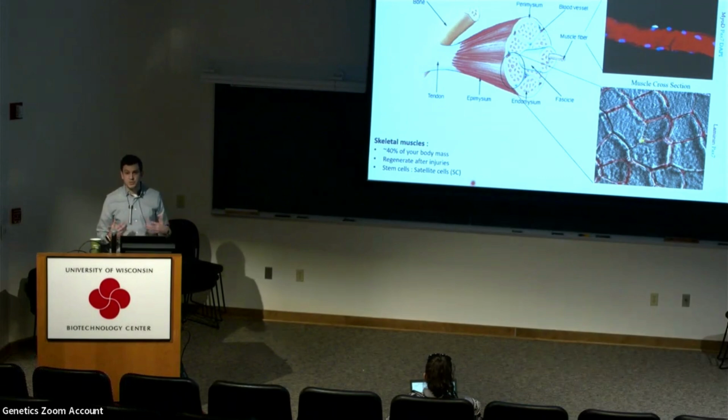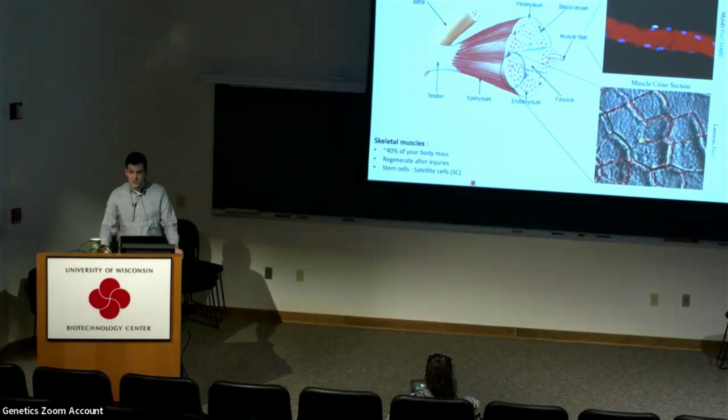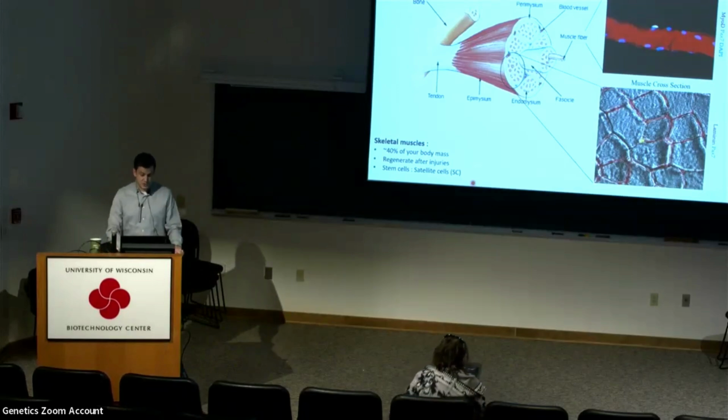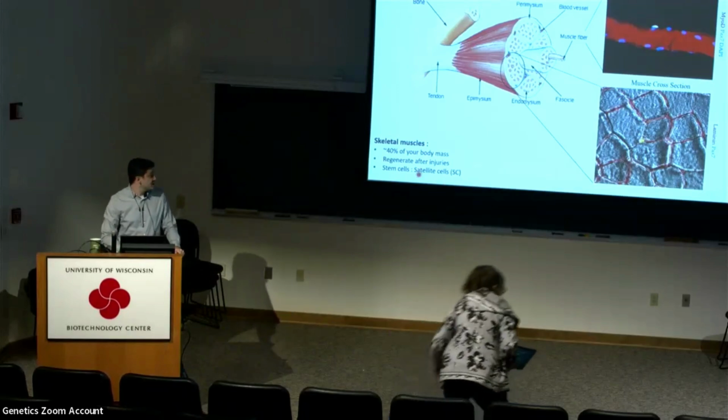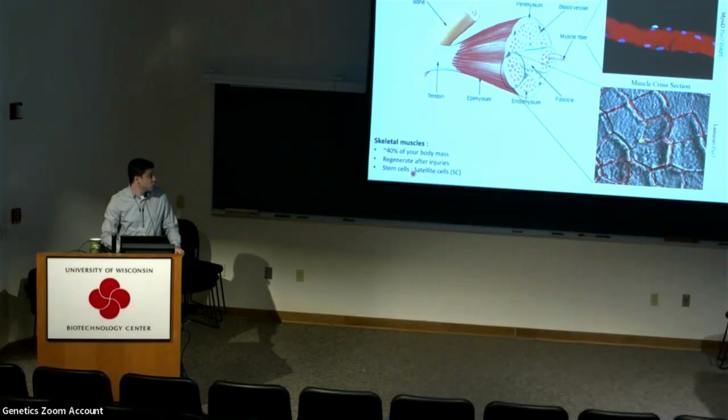And when I say injury, you might think about a car crash or some acute injury that happens, but it's also on a daily basis when you hit the gym or go for a run and you have micro tears in your muscle, you need to regenerate your muscle fibers. And this process is mostly carried out by resident adult stem cells that are called satellite cells or muscle stem cells. They're called satellite cells because of their location.